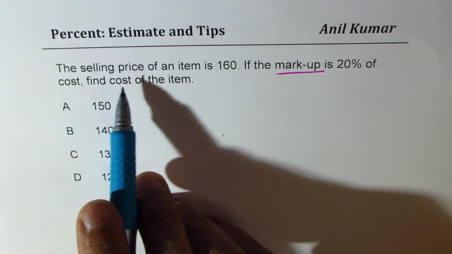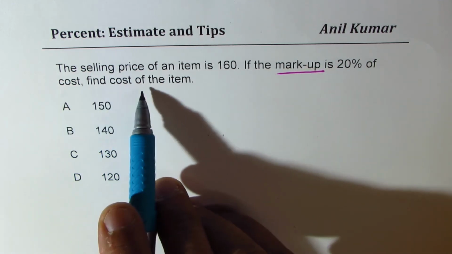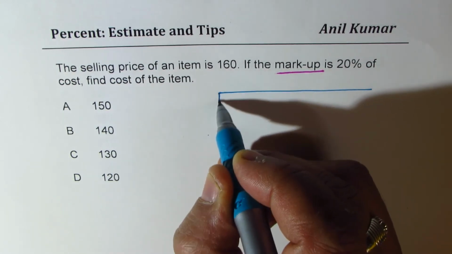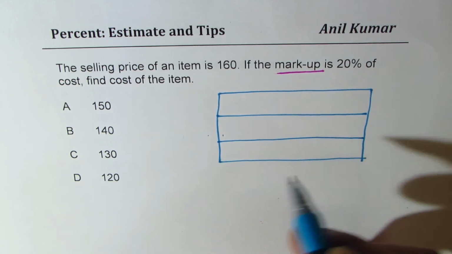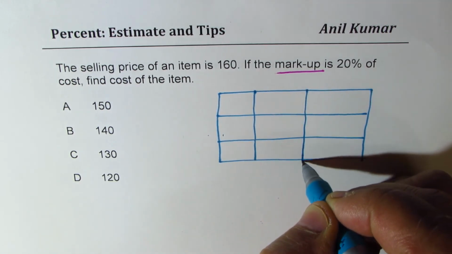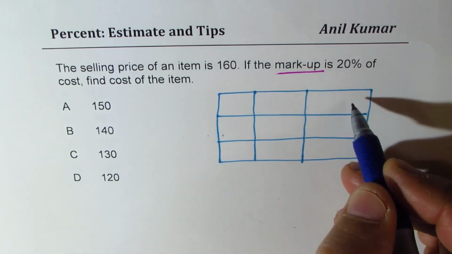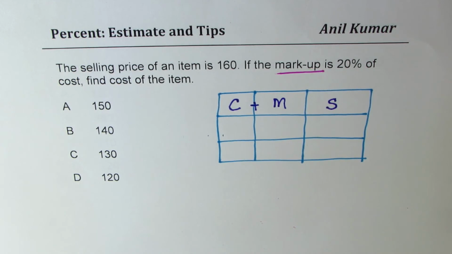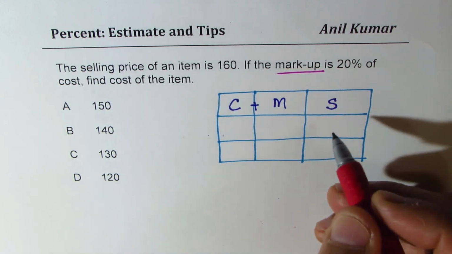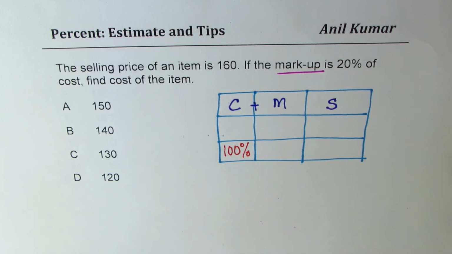The question here is, the selling price of an item is 160. If the markup is 20% of cost, find the cost of the item. So what you need to understand is this small table in which we'll write down all solutions related to this topic: cost, markup, and selling. As you know, cost and markup add to selling. So if I have cost C and markup M, if I add them, I get the selling price. You add markup on the cost price to get your selling price. And as far as the percent goes, we are always talking about 100% of this, so this is fixed. Now let's read the question.